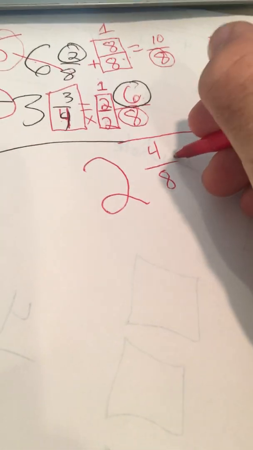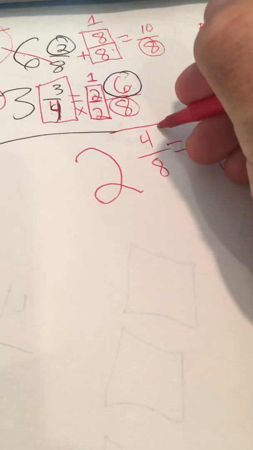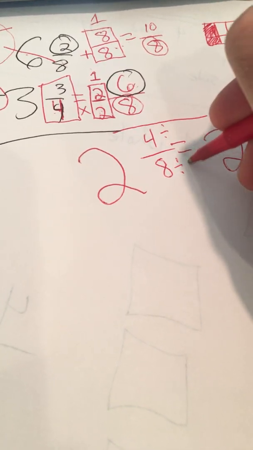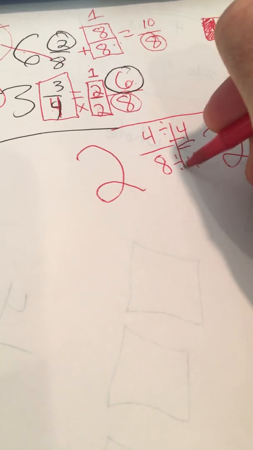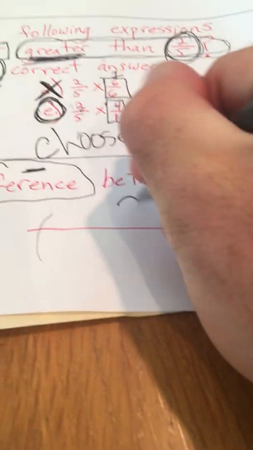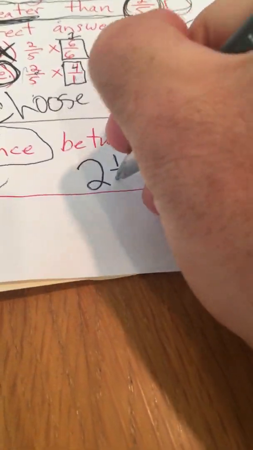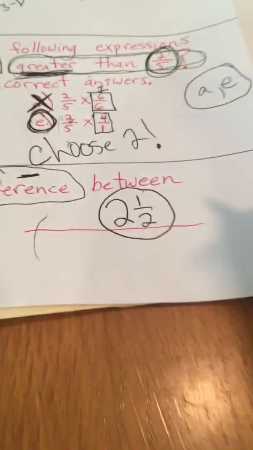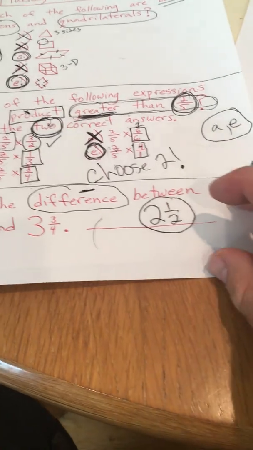So now we have 2 and 4/8, and in simplest form, we can divide 4 and 8 both by 4. So we're going to divide this by a fraction that's equal to 1. We're going to divide it by 4/4. And it's just going to give us an equivalent fraction that's in simplest form. So 8 divided by 4 is 2, and 4 divided by 4 is 1. So the answer is 2 and 1/2. The difference between 6 and 2/8 and 3 and 3/4 is 2 and 1/2.